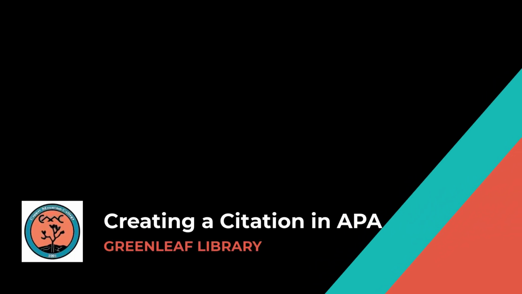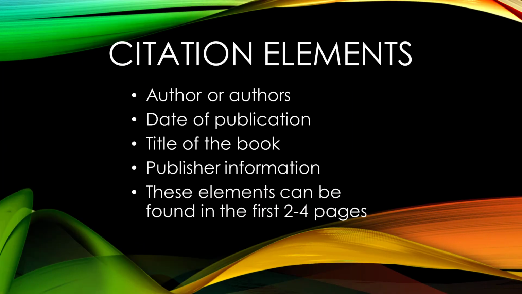Hello, in this video we will cover how to create a citation in APA format. The first thing we need to do is find the information that will be in the citation. When citing a book in APA, we will need the author, the date of publication, title, and publisher information. These can be found in the first 2 to 4 pages of the book.